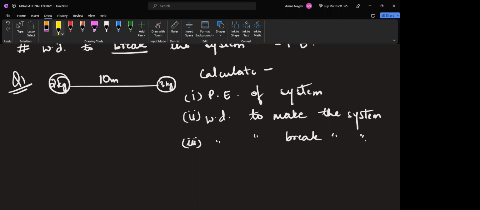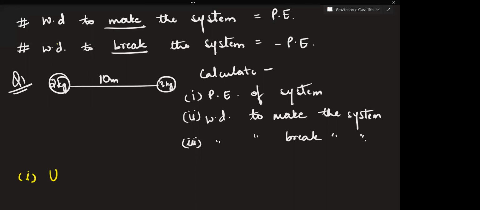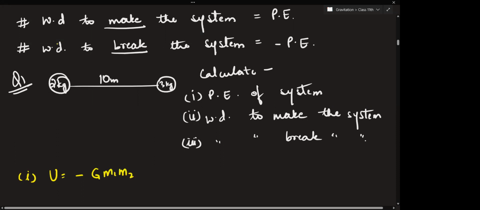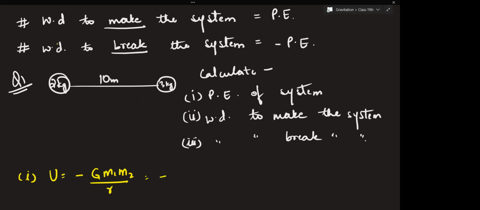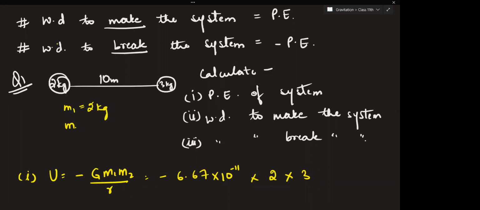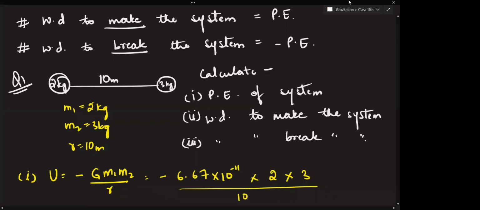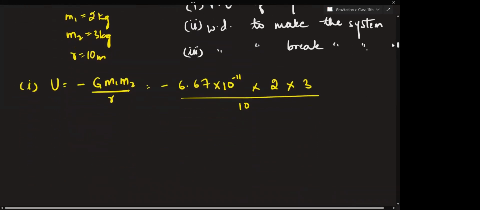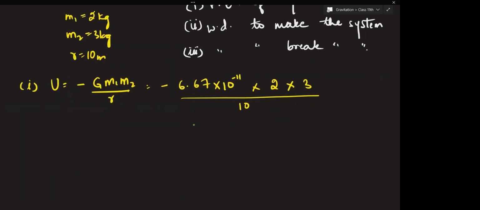This is a very, very basic question just to get familiar with the formula. So potential energy's formula is minus capital G M1 M2 by R. The value of capital G is 6.67 into 10 to the power minus 11. M1 is 2 kg, M2 is 3 kg, and their separation is 10 meters. So divided by 10, this will be around minus 37 into 10 to the power minus 12 joule.